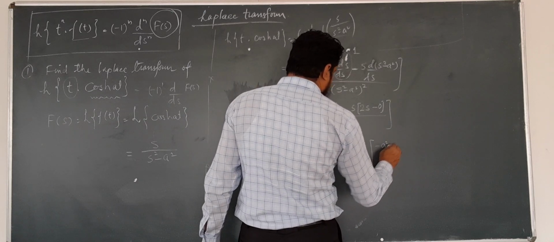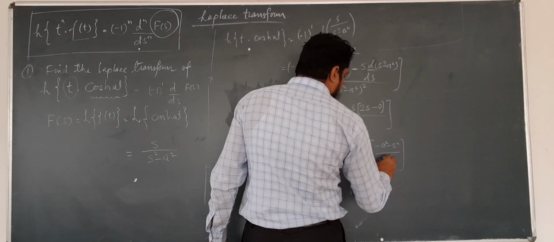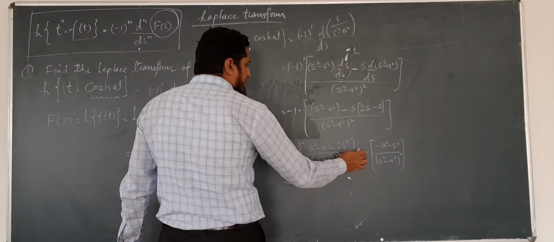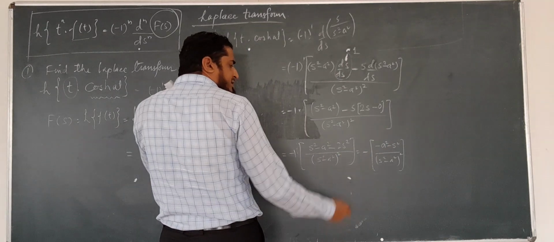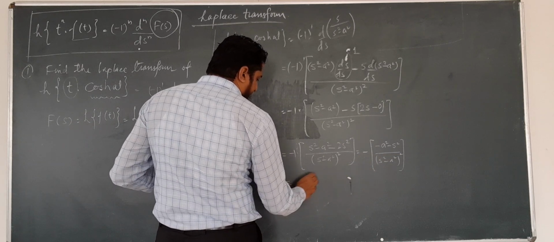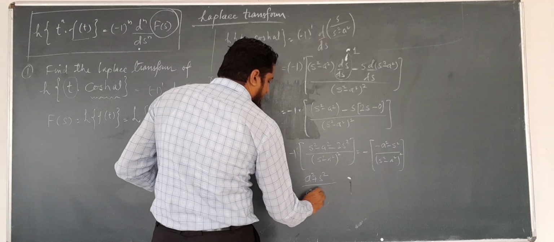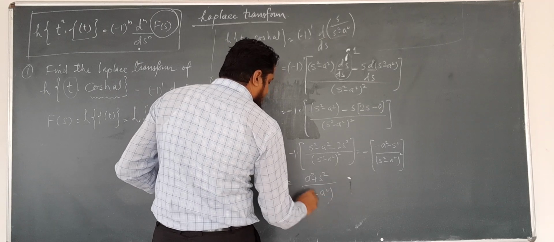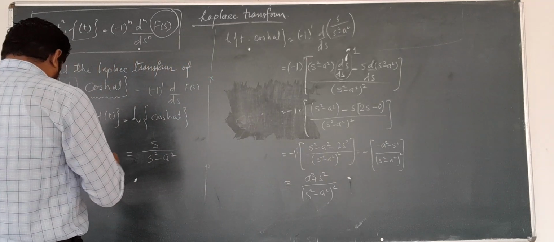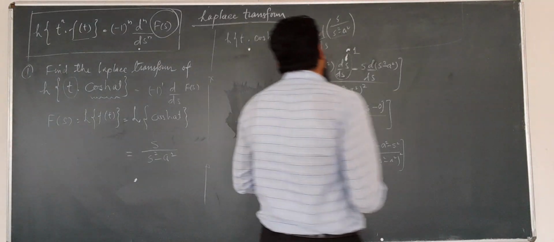a square minus s square over s square minus a square bracket square, and putting this minus inside of the bracket, we will get a square plus s square upon s square minus a square bracket square, and it is the required result of this example.